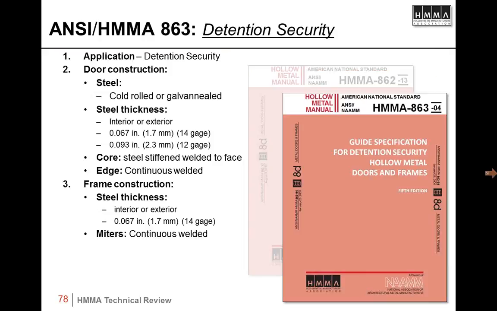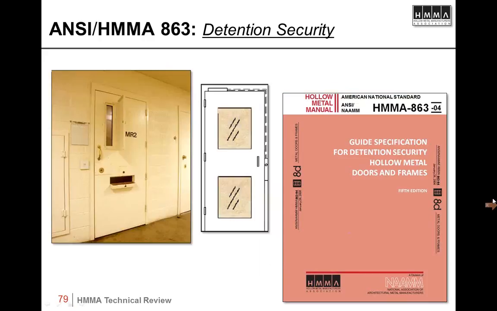Detention security, again, it's upgraded construction. Internally, the cores are stiffened a lot more. Your face construction, the gauges are in line with commercial construction as a minimum, commercial security construction. Along with the frame, it is a minimum of 14 gauge. Now in this, again, this is for incarceration. This is prison type construction. Your manufacturers participating in this construction standard are kind of limited compared to all of HMMA membership.